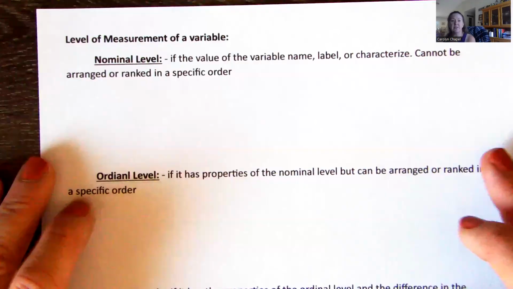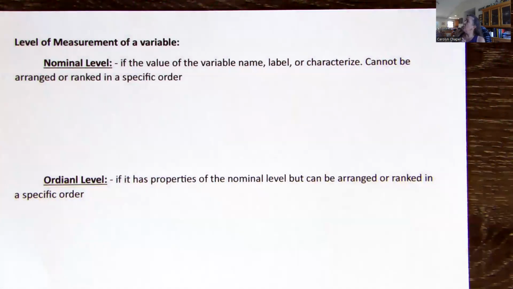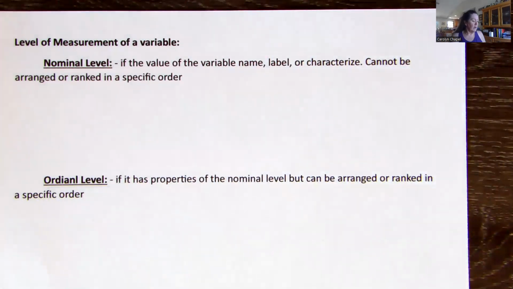Okay, one last topic in this section, and that is the level of measurement of a variable, and it kind of builds. So it's kind of looking at these variables and looking at how we measure them. The nominal level is if a variable is just kind of like a name, label, characteristic. It can't be ranked in a specific order, like hair color. I have brown hair. It can't really be ranked in an order. So that would be considered something in that first level, the nominal level of measurement that we have. From there, we can step up a little bit.